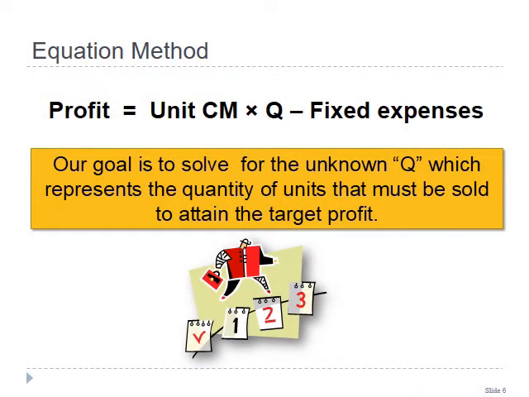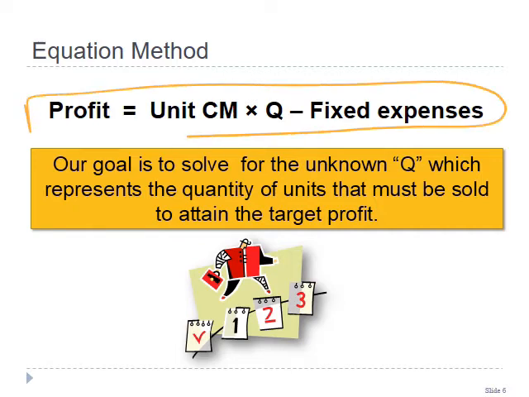So the equation method is basically based on the contribution margin approach income statement. The equation we have used is that profit equals unit CM times the units sold Q, less the fixed cost. This is what we just discussed in our previous slide. So here our goal is to solve for the unknown Q. What quantity must be sold in order to achieve some specified profit, right?